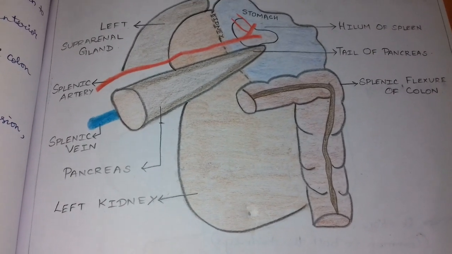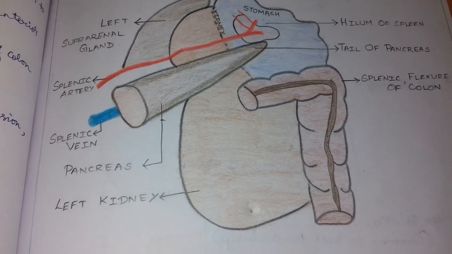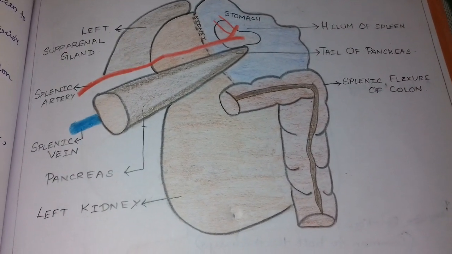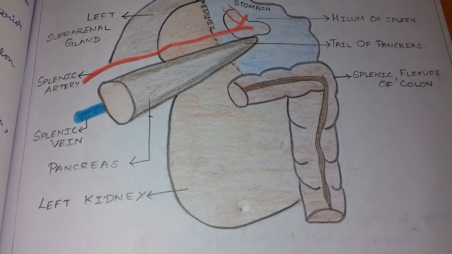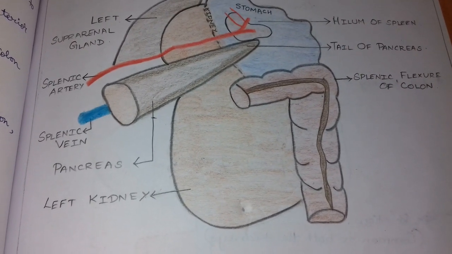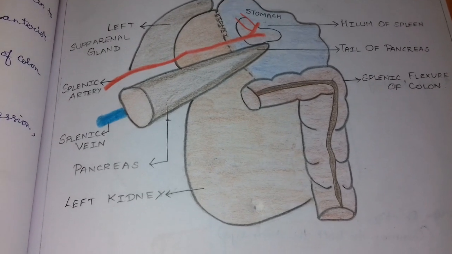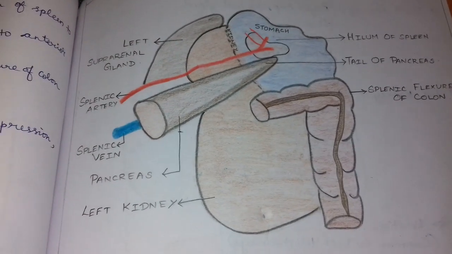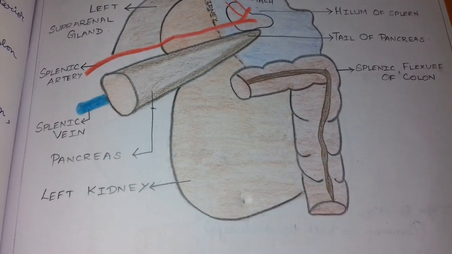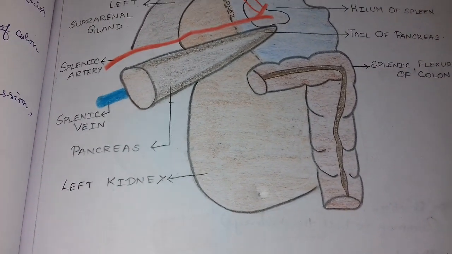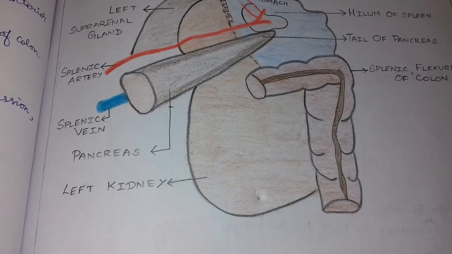Phrenicocolic ligament is not attached to spleen. Only gastrosplenic ligament and lienorenal ligament are attached to the spleen. The phrenicocolic ligament just supports the anterior end of spleen. It is also called as sustentaculum lienis.